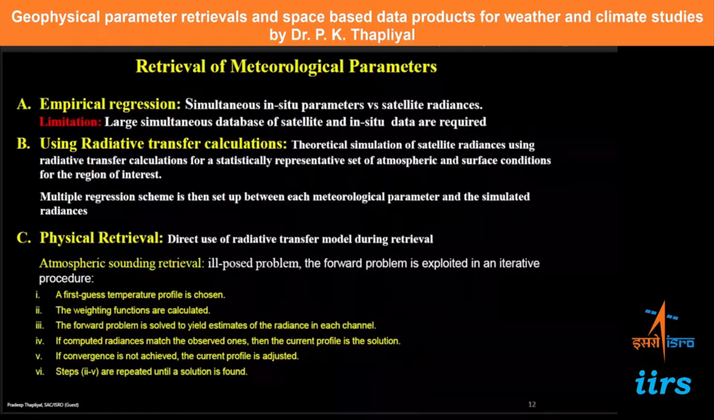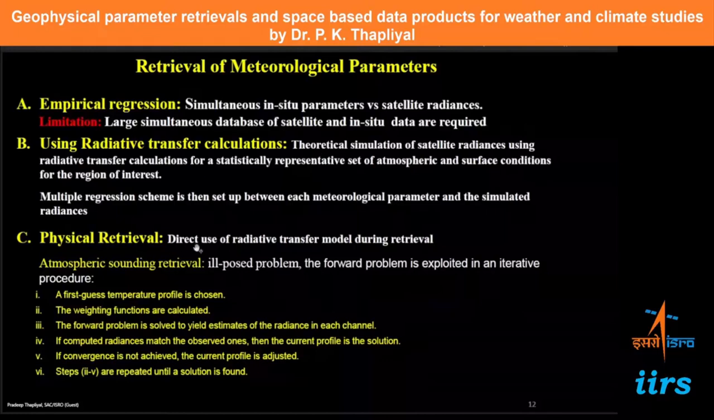There is a third category that is called physical retrieval. In physical retrieval, you are not using statistics here. You are directly making use of the radiation transfer model when your retrieval is taking place. In the previous two methods, you made use of the radiation transfer model before satellite launch; when you are making retrieval, you are not using the radiation transfer model.